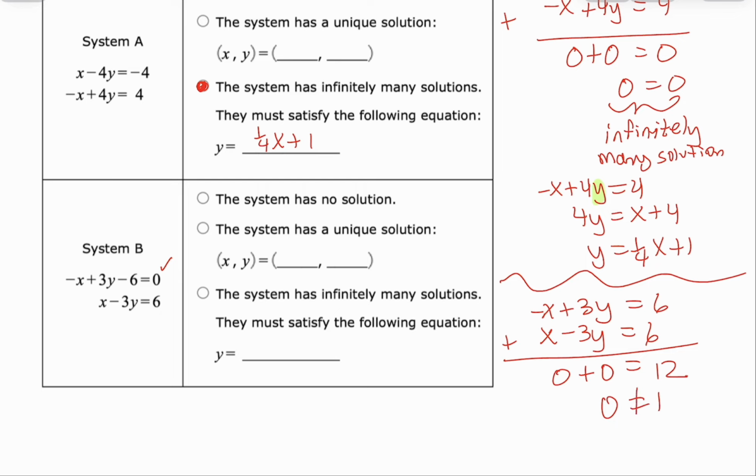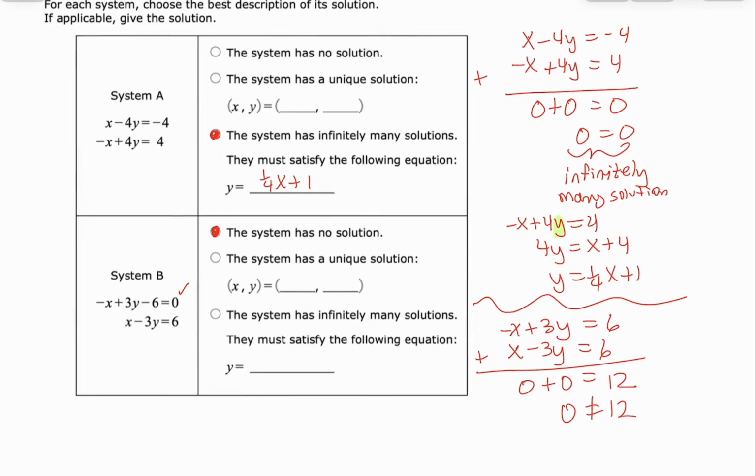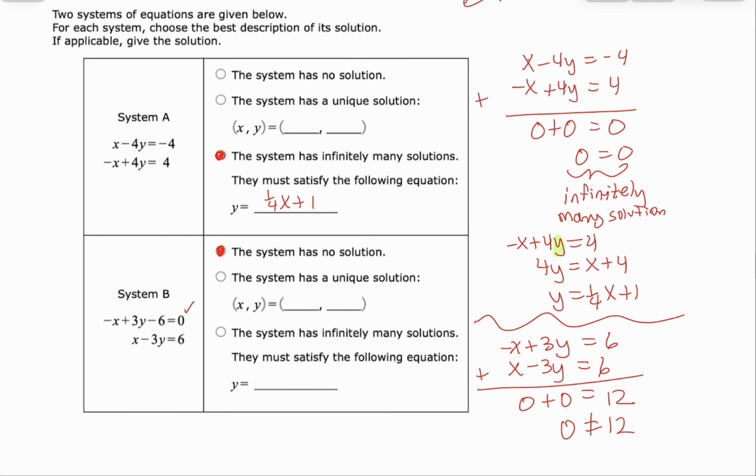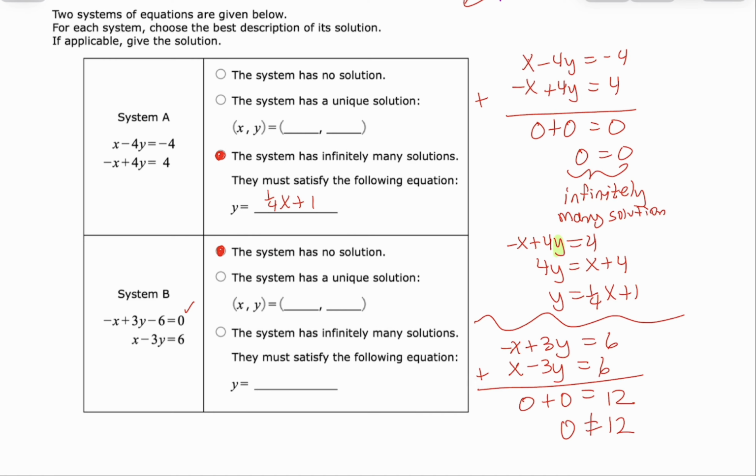Now, last I checked, 0 was not equal to 12. So that would be the choice. The system has no solutions. So that's what it looks like if you try to solve the system and you get a true statement, 1 equals 1, 2 equals 2, 0 equals 0, you're going to choose infinitely many, and then just rearrange one of the equations, solve them for y. If you do the math and you get nonsense, 0 equals 12, which is never true, that tells you there's no solution.